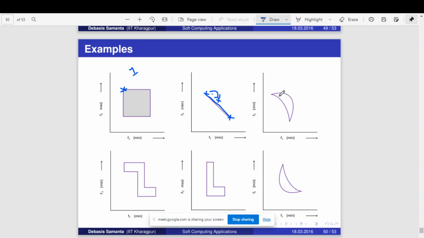Assume the solution space is like this. Solution space is in this shape. F1 we want to minimize, F2 also we want to minimize. So here what is the Pareto optimal front? Which curve? Inner, yeah, so the inner curve. This is the Pareto optimal front. Okay.